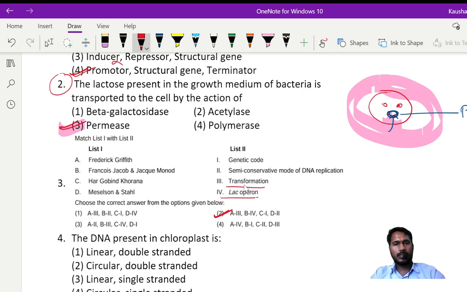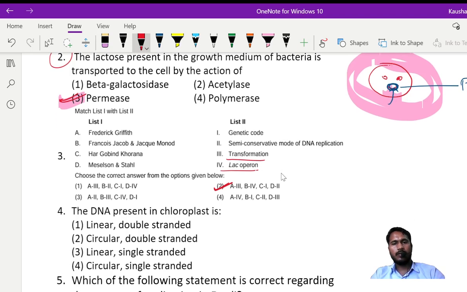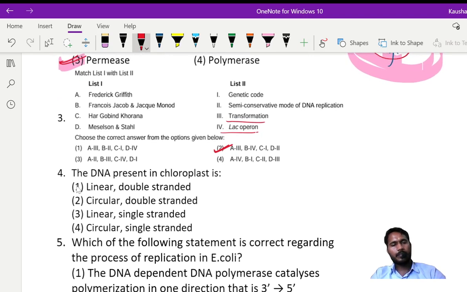A is transformation, correct. C is 1. Har Gobind Khorana is genetic code, correct. D, Meselson and Stahl, is the semi-conservative mode of DNA replication, correct.